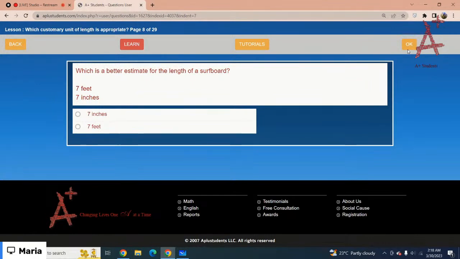Okay, what is the better estimate for the length of a surfboard? So which is the correct option? 7 feet or 7 inches? Yes, it would be 7 feet. Got it? 7 inches is a small unit. It would be 7 feet.